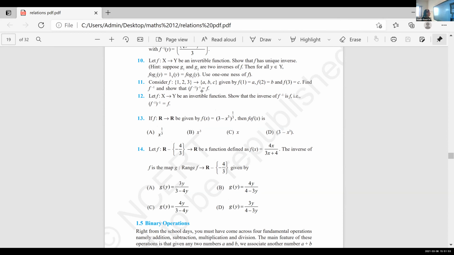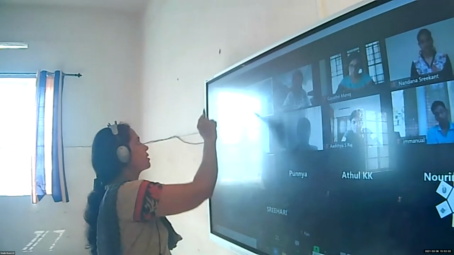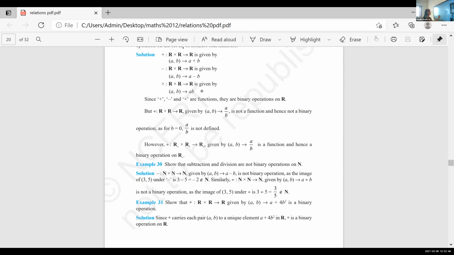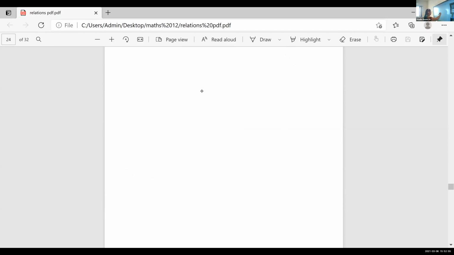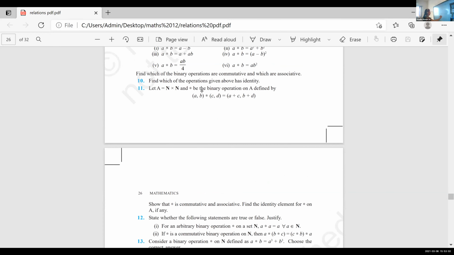Check it. And the next topic given is binary operations. Listen, for binary operations, look at the last 3 miscellaneous exercises. Look at the last exercise given there. That is a very, very important question. Miscellaneous exercises are very, very important.